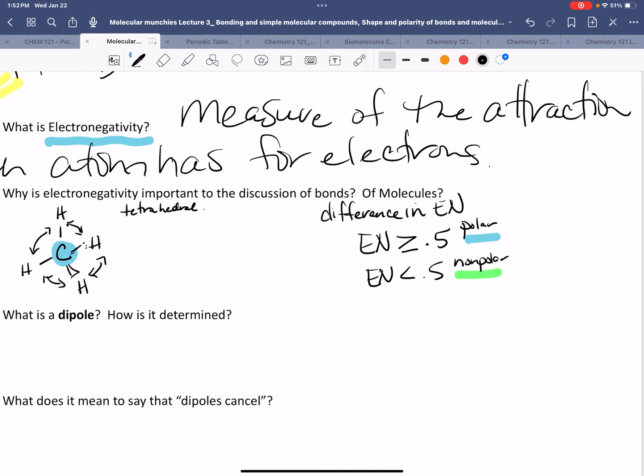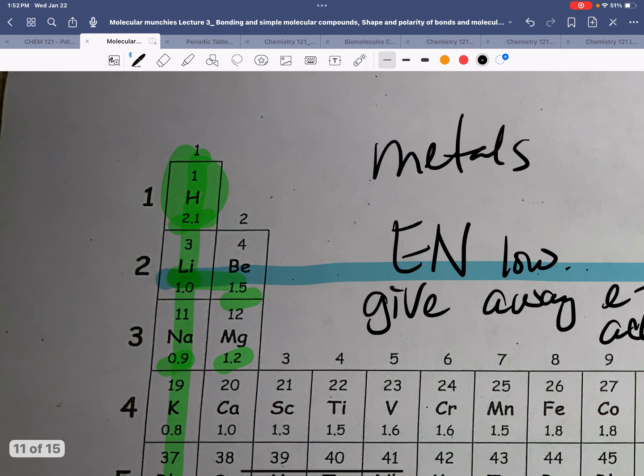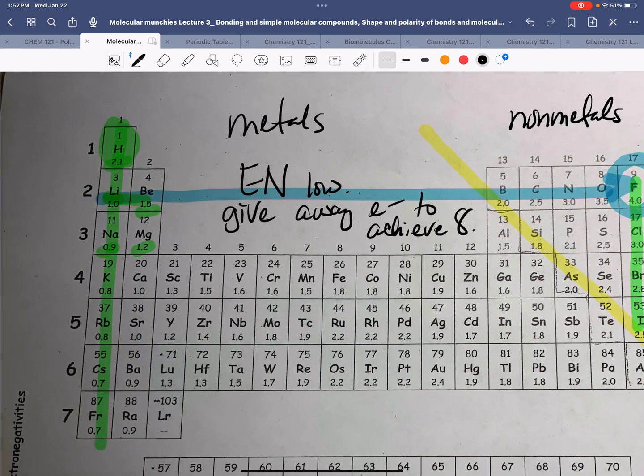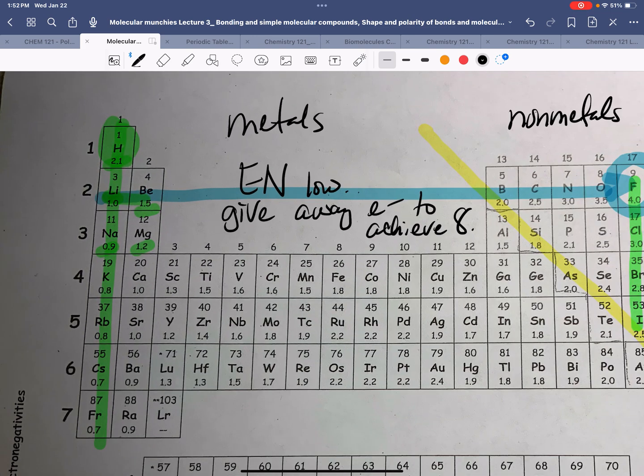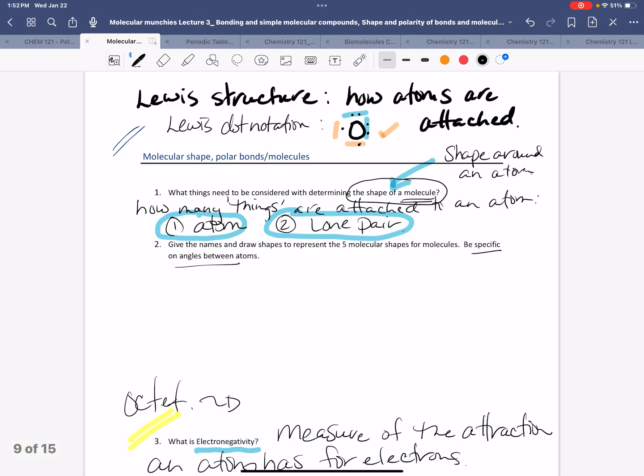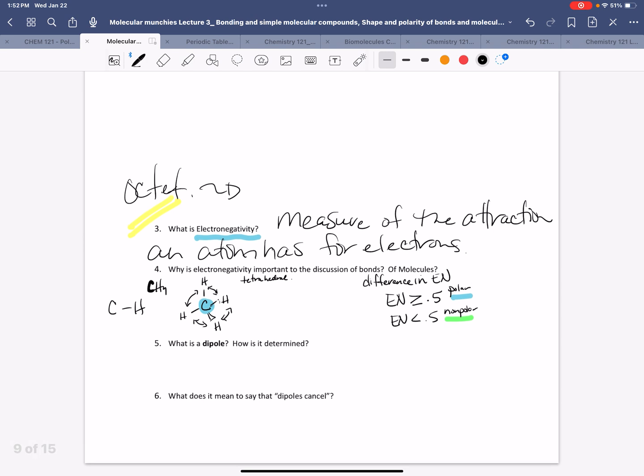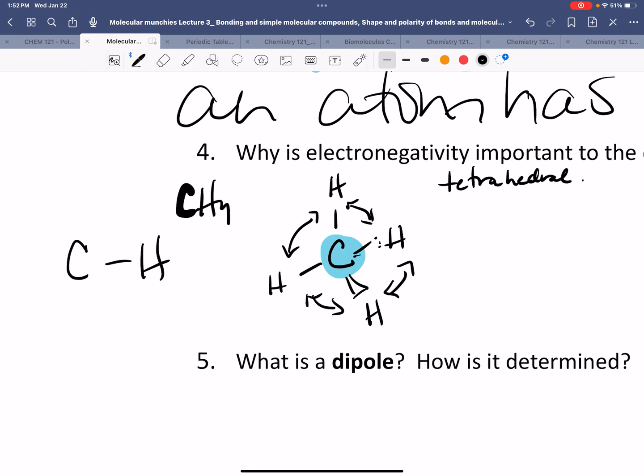on our chart. So we have to scroll over here and look at hydrogen. So hydrogen's got a 2.1 electronegativity and carbon has 2.5. Okay, so when we go back to our bond, we're going to look at that difference. We know that hydrogen has a 2.1 electronegativity, carbon has 2.5. When we subtract those from each other, we get 0.4.